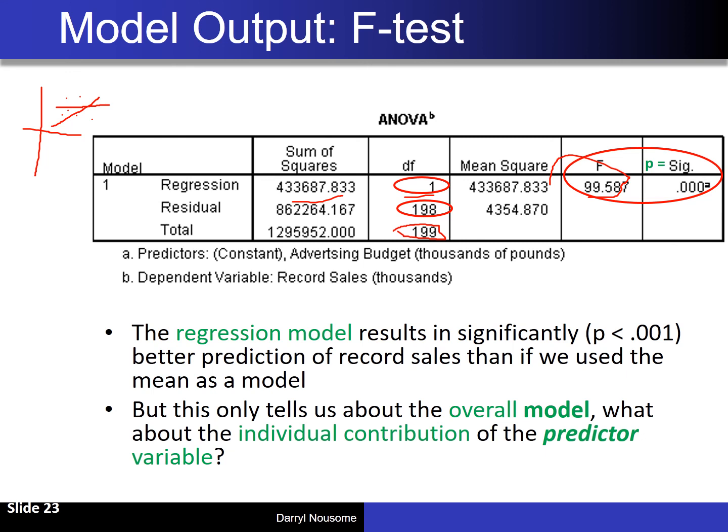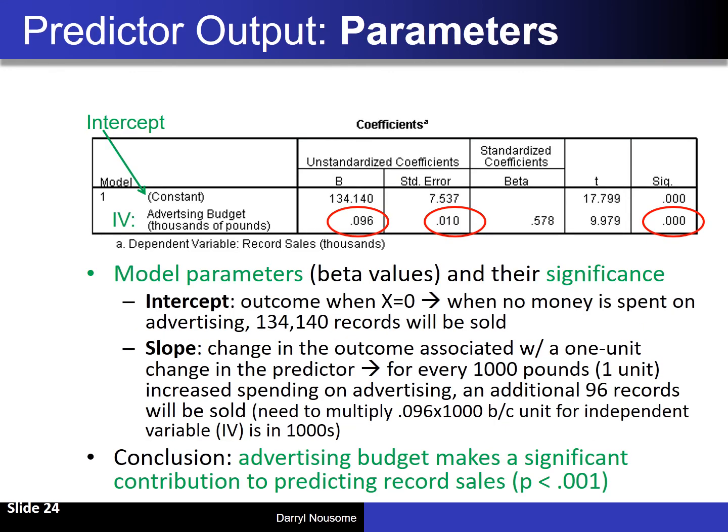But this ANOVA table only tells us whether the overall model fits better than our mean, and we still want to look at the individual contributions of the predictor variables. Your SPSS output will also give you the effects of the parameters. Here we have two parameters: the constant, which we call the intercept, where x is equal to 0, and then the effect, or slope, of the independent variable, here the advertising budget, which is in thousands of pounds.